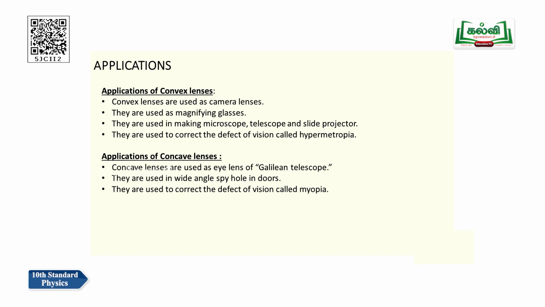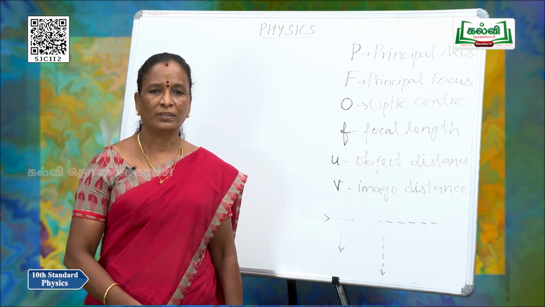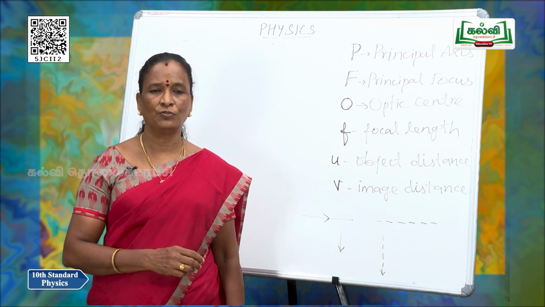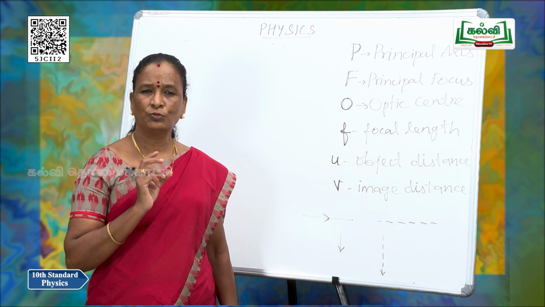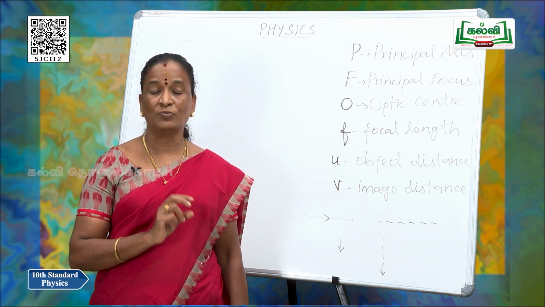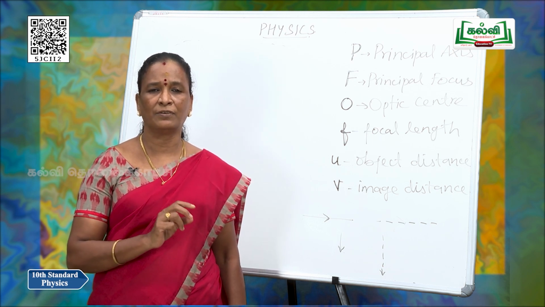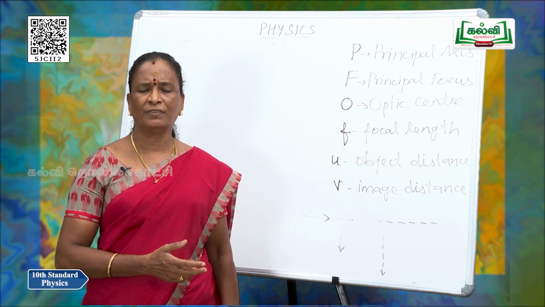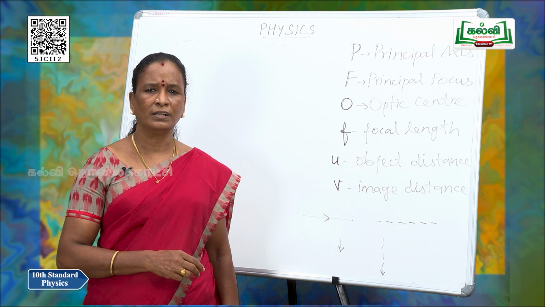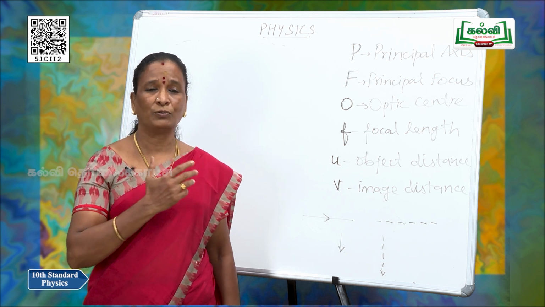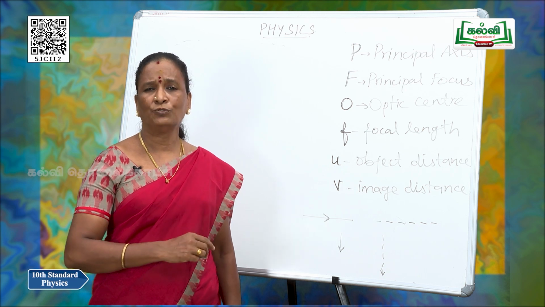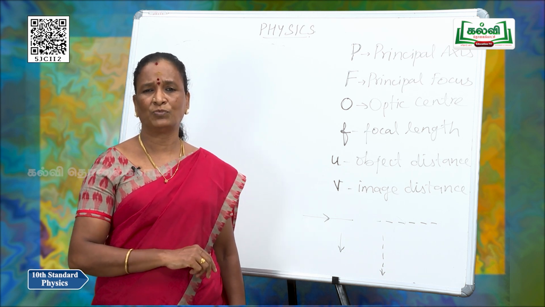They are used in making microscope, telescope, slide projector. Microscope you know very well, telescope, these are all optical instruments. Microscope to observe the tiny objects like bacteria, virus and other things. Telescope, you know very well about a telescope, already you have learnt. நம்ம sky-ல இருக்கக்கூடிய galaxies, stars, etc. we can see using the telescope, we can observe the objects.